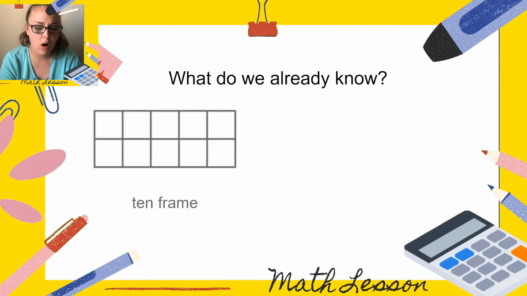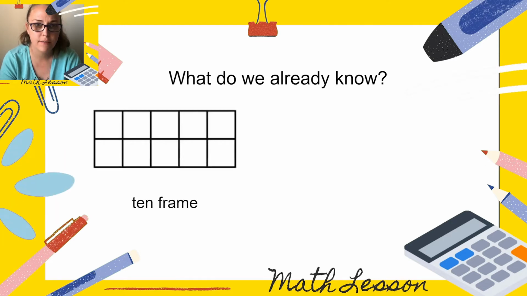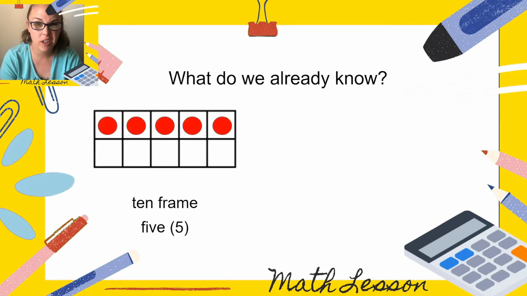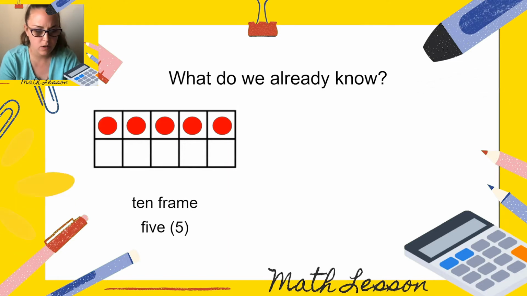So some things that we already know are that this is called a 10 frame. We know lots of things about the 10 frame. What can you tell me? Great. When we fill one row of the 10 frame, that makes 5, and we know that. We could count them here. 1, 2, 3, 4, 5. So when you have one row filled, whether it's the top row or the bottom row, that makes 5.